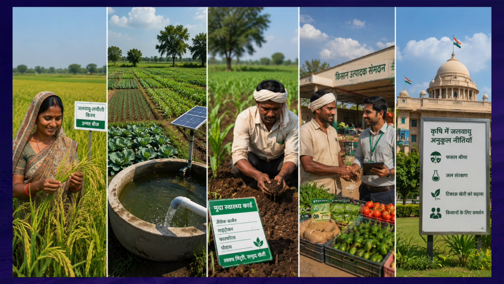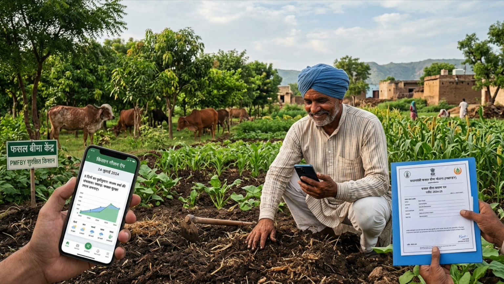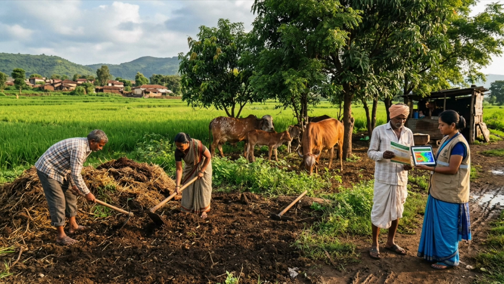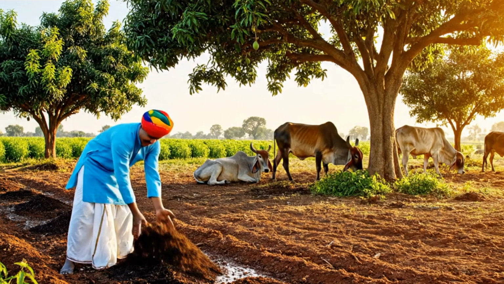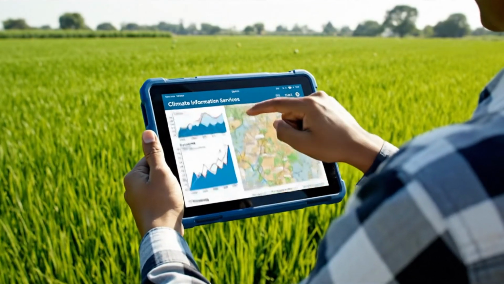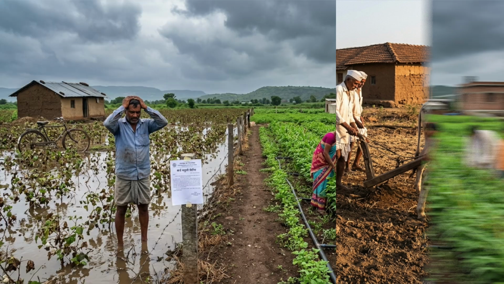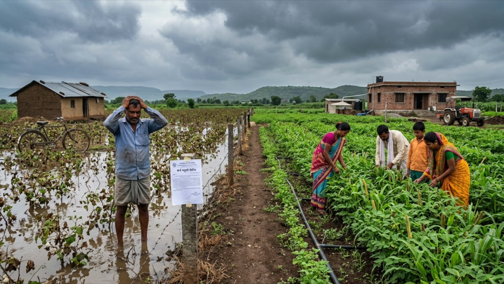Farmers who are able to cope better may take care when they plant, switch crops, adopt irrigation that saves water, add organic matter to soil, merge trees and cattle, get insurance for their crops, and make use of climate information services. On the other hand, smallholders who don't have strong land rights, credit, technical help, or access to markets may be stuck in climate-sensitive production systems and have a tough time changing their practices even when climate risks get worse.